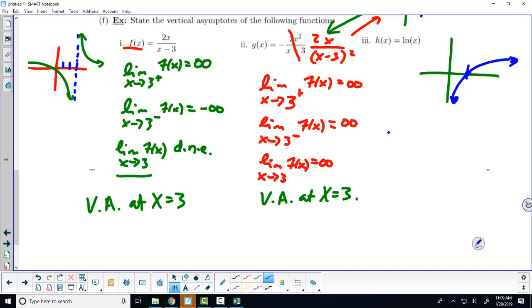So let's look at the limit as x approaches 0 from the right of this function. What does it come out to be? Negative infinity. Okay. What's the limit as x approaches 0 from the left? Defined, or does not exist? Does not exist.